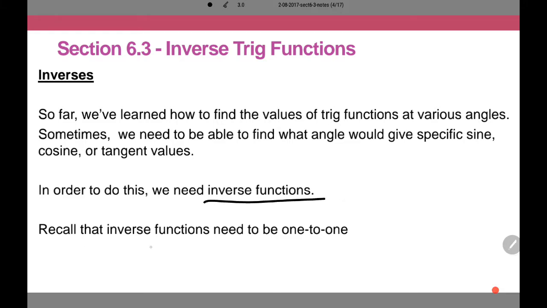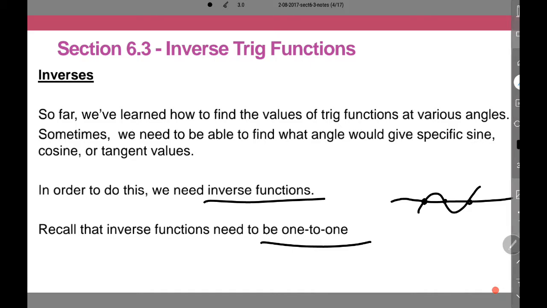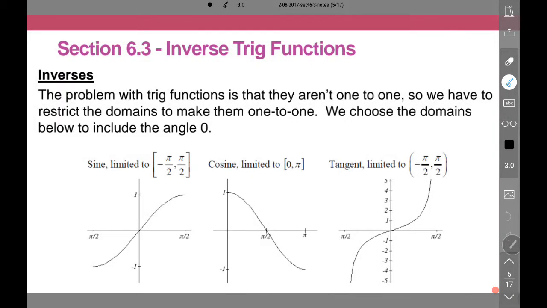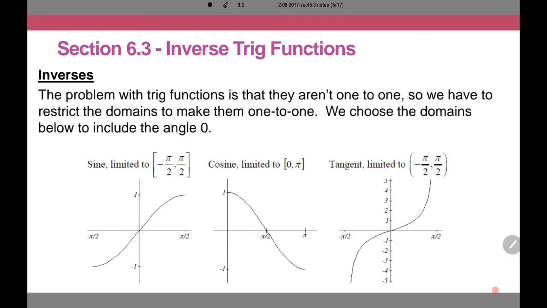So I want you to remember that inverse functions need to be one-to-one. And you might be thinking, well, sine and cosine have this kind of shape, and there's no way that could be one-to-one, because if I put a little line here, it intersects more than once. That's what it means to be one-to-one. So since they're not one-to-one, we're going to have to restrict the domains.